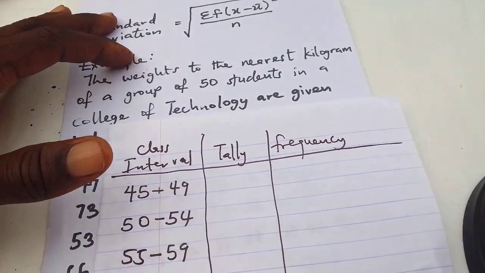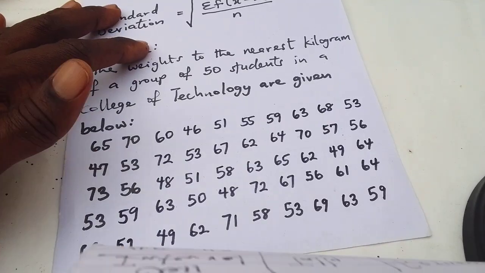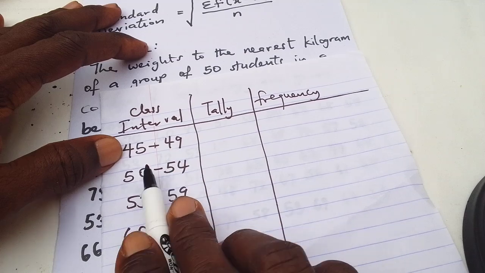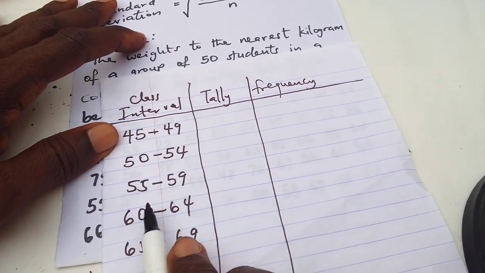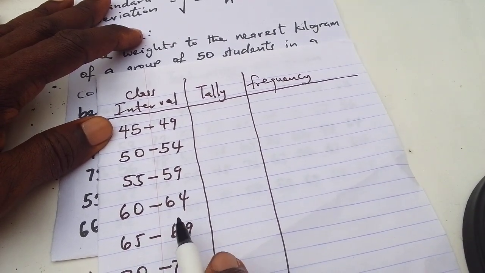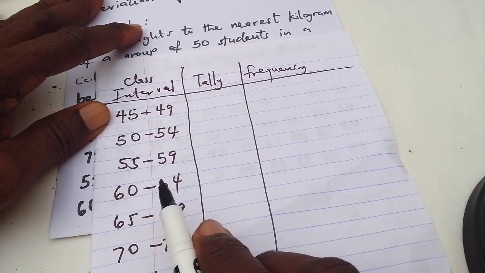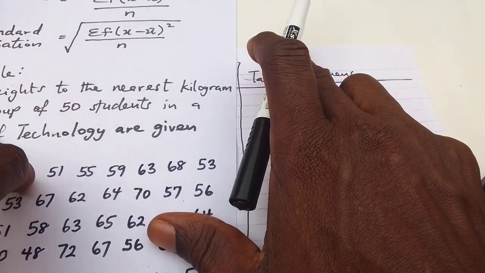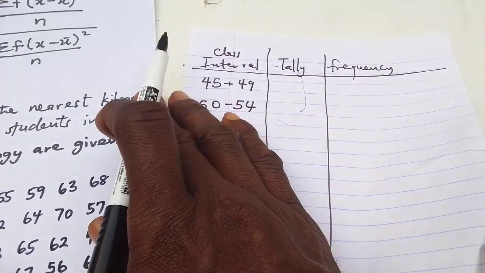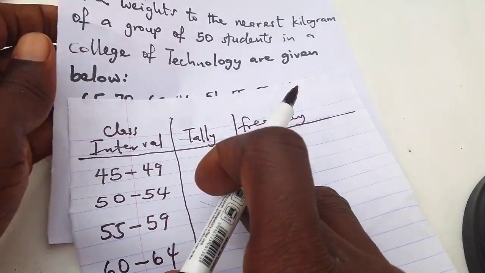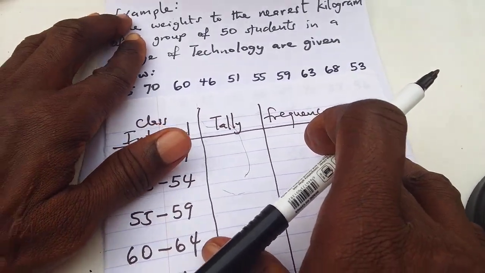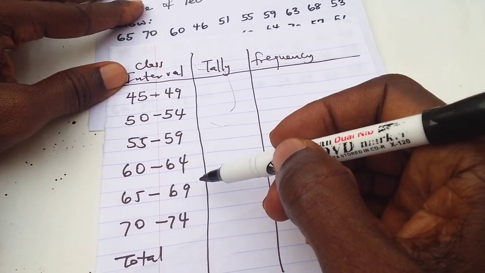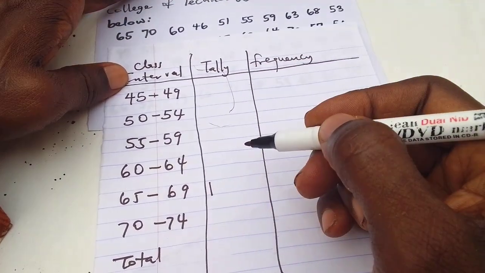Now from this set of data, I'm going to group it into class intervals. So the question says you group it like this: 45 to 49, 50 to 54, 55 to 59, 60 to 64, 65 to 69, 70 to 74. So I'm going to use a tally system so that I'll be able to get what I'm looking for. The first number here is 65, so 65 should fall between this range, so I will mark it.